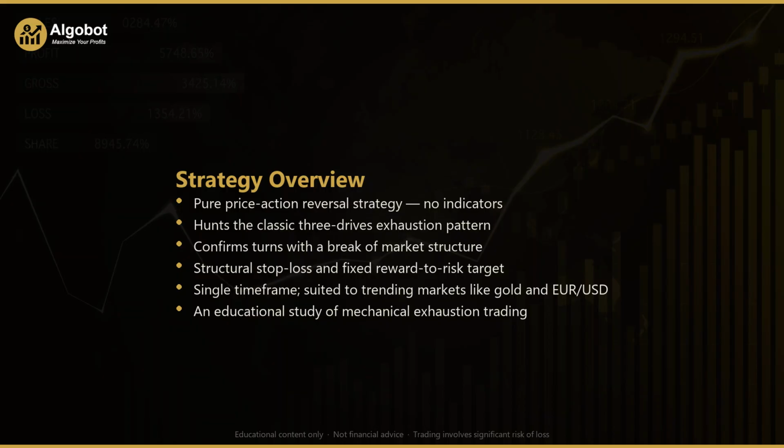The pattern it hunts for is one many traders know well: three drives, or three pushes, to a top or a bottom. When a market is trending up, it often prints three successively higher swing highs. The strategy measures the momentum behind each of those pushes. If the third push gains noticeably less ground than the second, that's a sign the move is running out of fuel. The crowd that chased the trend is now trapped, and a reversal becomes more likely.